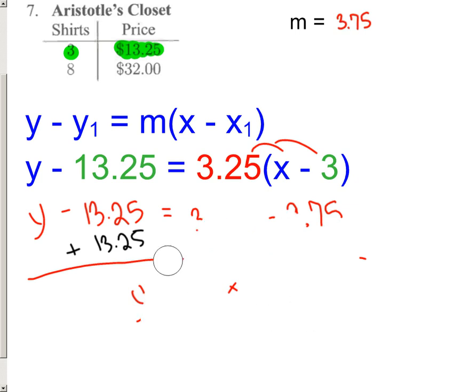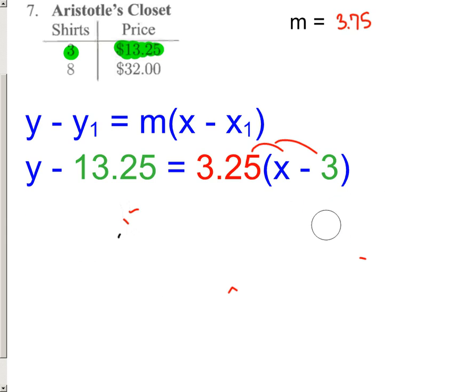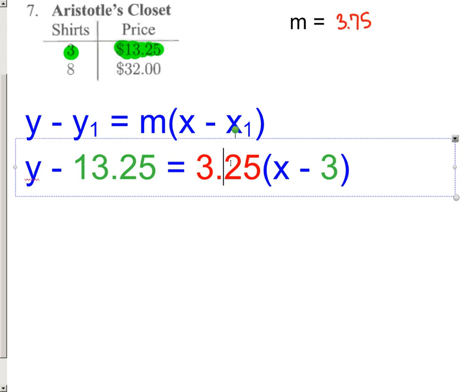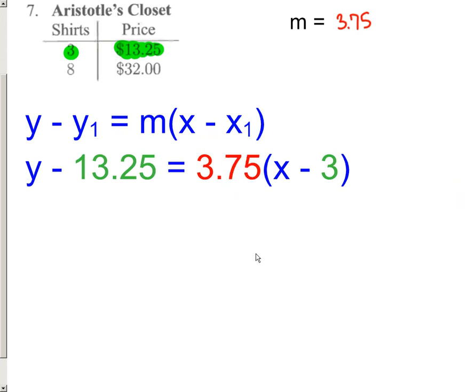So let me go through here and fix this for us real quick. Mistakes happen. Okay. And let's see. I think it's 1125. Let's see. 3.75 times -3, -1125. There, that's better.